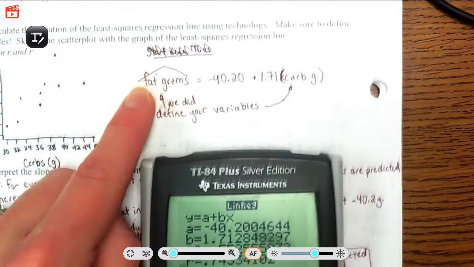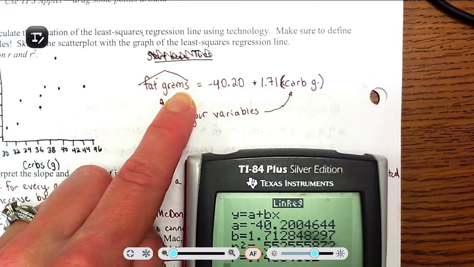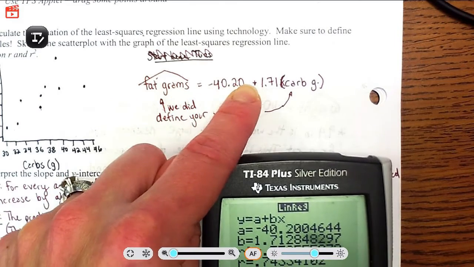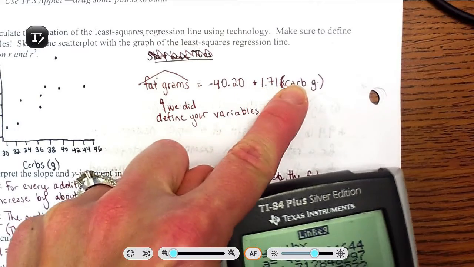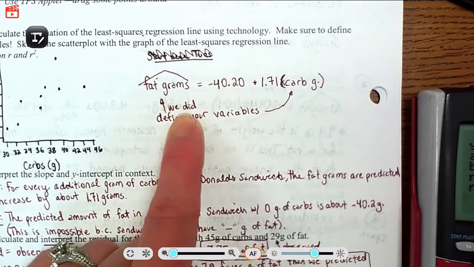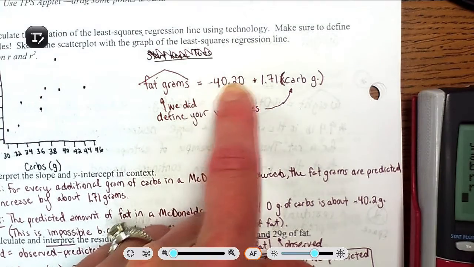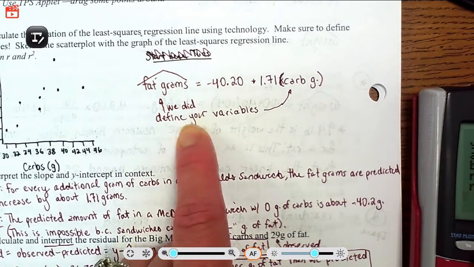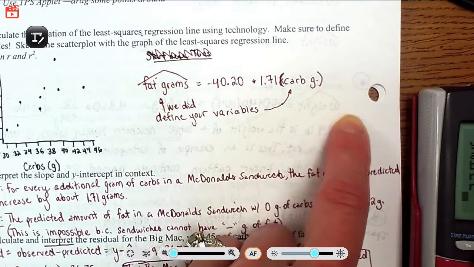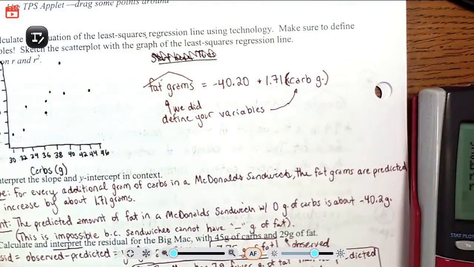And I can write this out using words so that I'm labeling my variables. Fat grams hat is equal to negative 40.20 plus 1.17 times carb grams. Make sure that you define your variables. If you do y hat equals this plus that x, then below that you'd have to say where y hat equals fat grams and x equals carb grams. So I think it's a little bit less work just to put it right there in words.